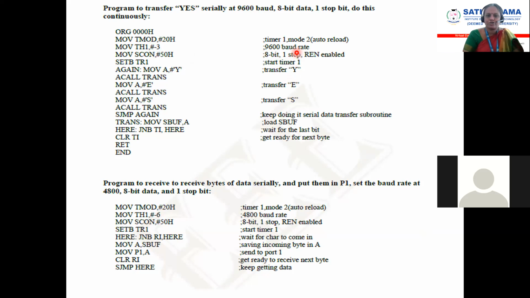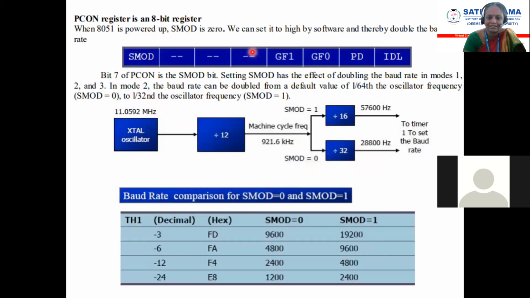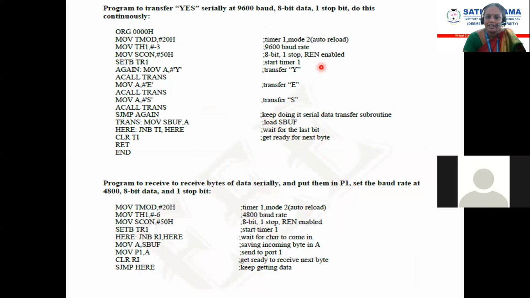So TH1 minus 3 means 9600 baud rate. Ma'am, you may ask about this value, but I have explained it again. It will take time to explain it all. See the unit 1 PPT, how I can put FD or minus 3, how this value is assigned. I have taken one example and explained it. Those who have forgotten, go and refer to the unit 1 PPT, where we saw how we were fixing this baud rate.